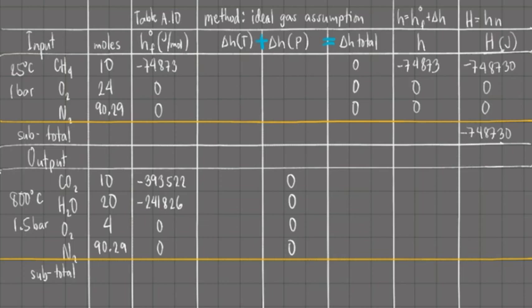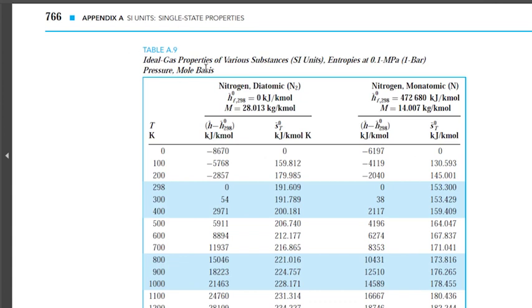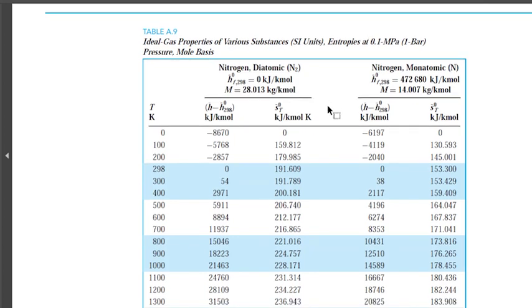If we go back to our thermodynamics book, from table A.9, we have the ideal gas properties of various substances. These are at 0.1 megapascal and mole basis. Let's first take a look at nitrogen. In here, we have nitrogen diatomic with a standard enthalpy of formation of 0 kilojoules per kilomole. That means that it's an element at its standard state.